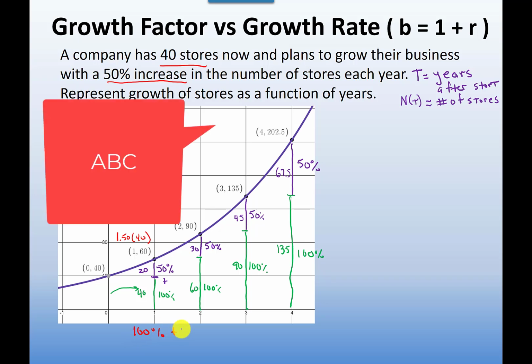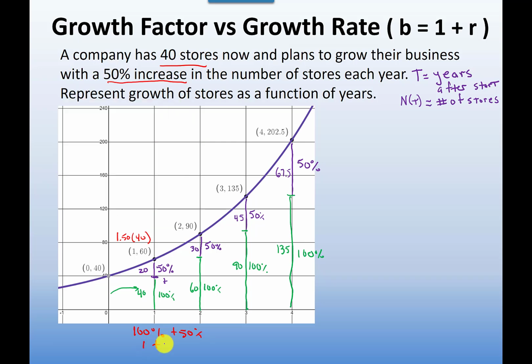100% plus 50% is the same as the decimal number 1 plus the decimal number 0.5. And so I'm getting 1.5 as a multiplier here. And 1.5 times 40 is 60. What happened on the second one? Well, it was 1.5 times 60. And 1.5 times 60 is 90.